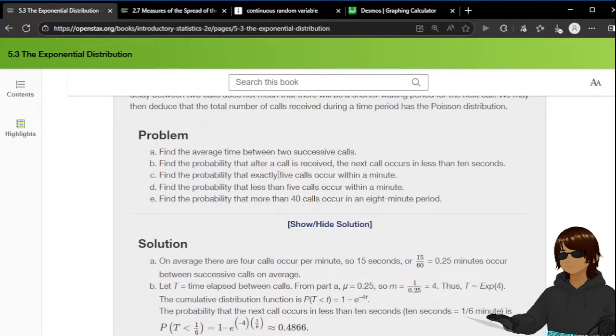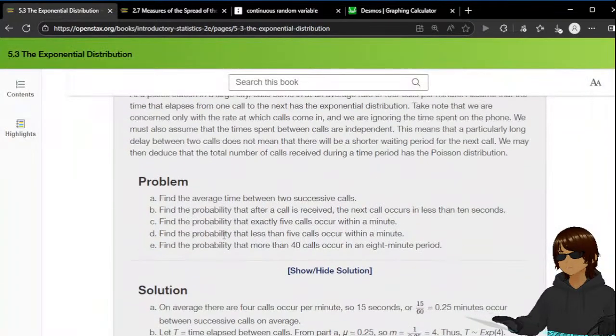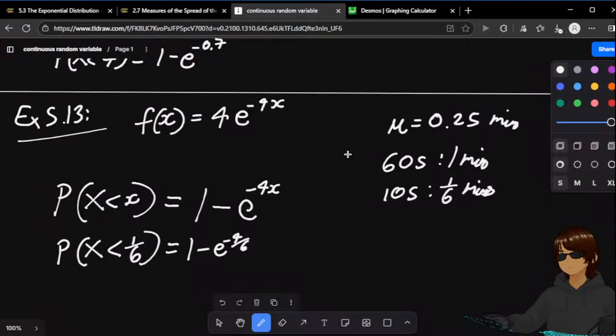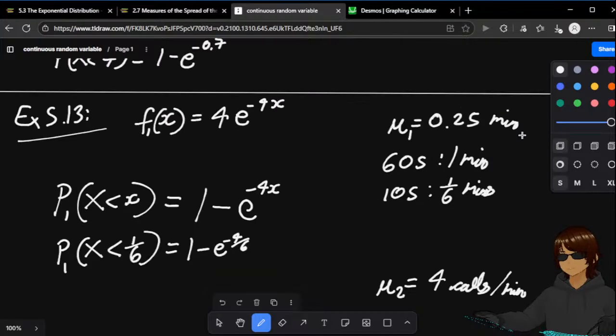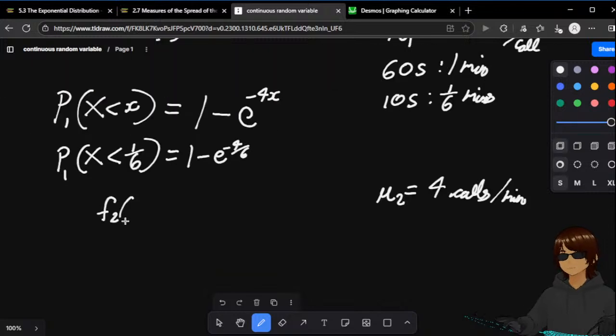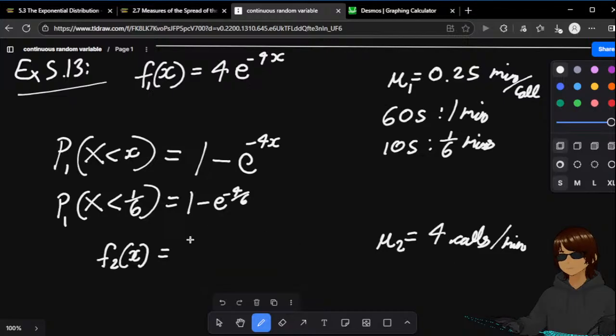And the probability that exactly 5 calls occur within a minute. I should call this f1, and then mu2 is 4 calls per minute, or 4 minutes per call. Then f2(x) is 1 over 4.